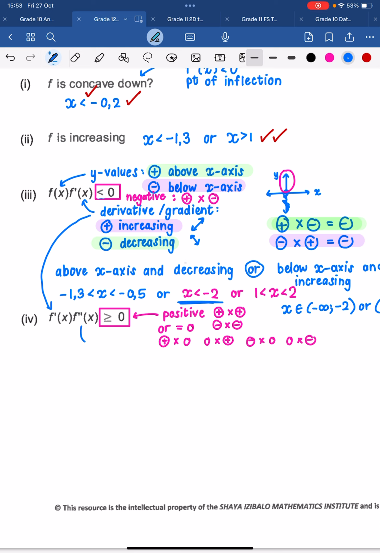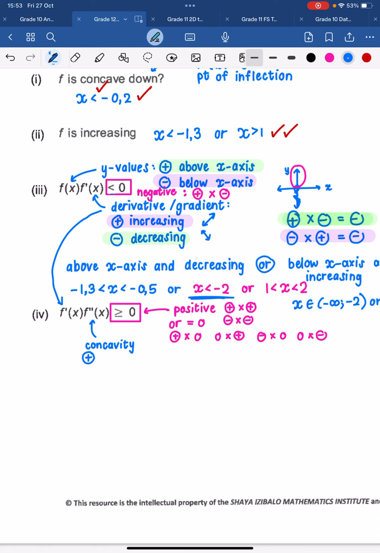The second part here, f dash dash, the second derivative, this is concavity. This has to do with whether it's concave up or concave down. Guys, if your second derivative is positive, that means that your graph is concave up. So it almost looks like an upwards facing parabola, right? That is the kind of shape that we're looking for. If your second derivative is negative, that means that the function is concave down. So it looks like a downwards facing parabola. That is the kind of shape that we're looking for there.